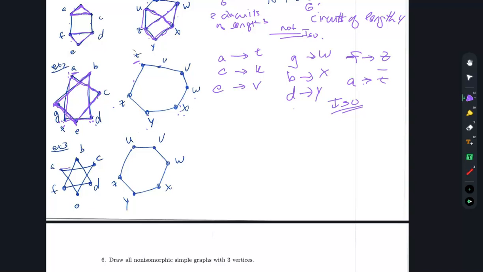Let's see about this one. Here I've got this. Oh, will you look at that? These are two triangles. It is not connected. So the graph G is not connected, and the graph G prime is connected, and so that's our invariant. So we don't have an isomorphism.